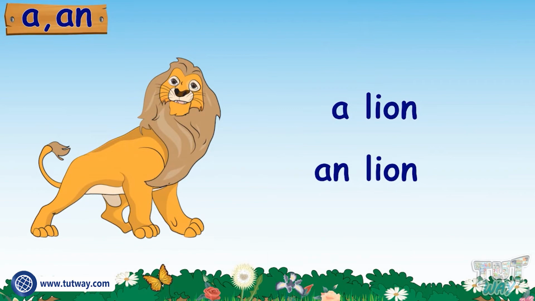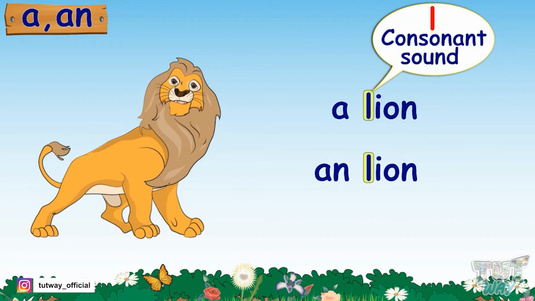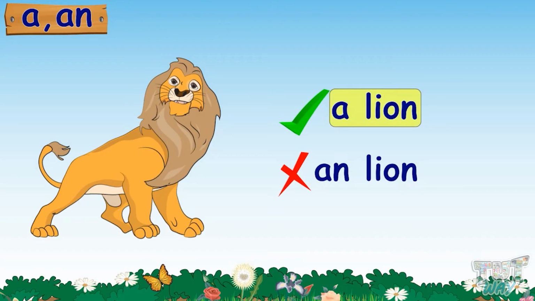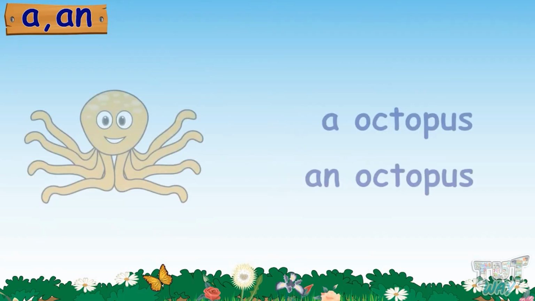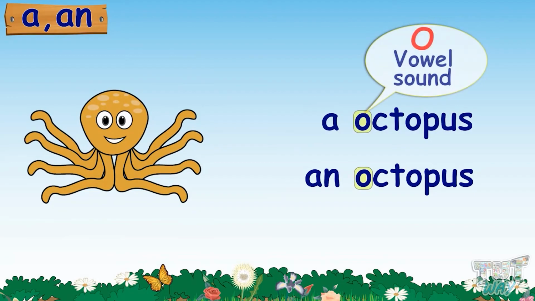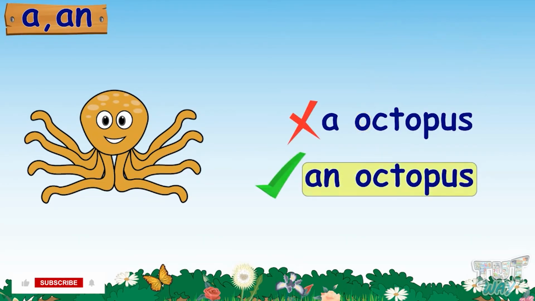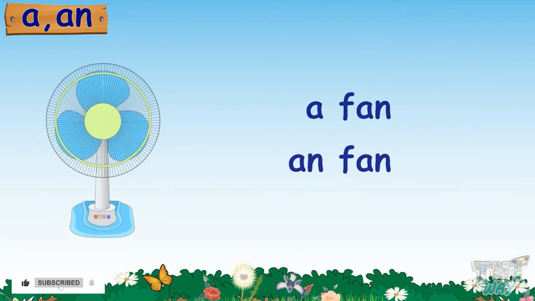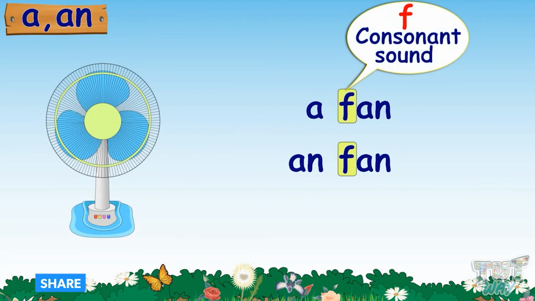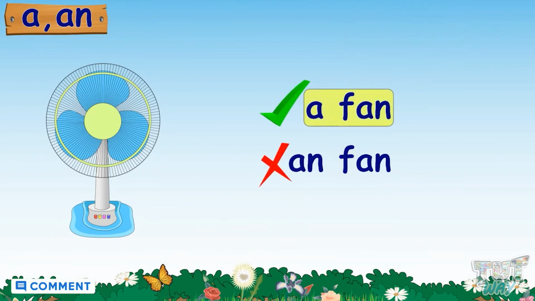Lion. Lion begins with a consonant sound, the sound of letter L. So we will use a. Octopus. Octopus begins with the sound of letter O, which is a vowel. An octopus. Fan. It begins with a consonant sound, the sound of letter F. So we will say a fan.